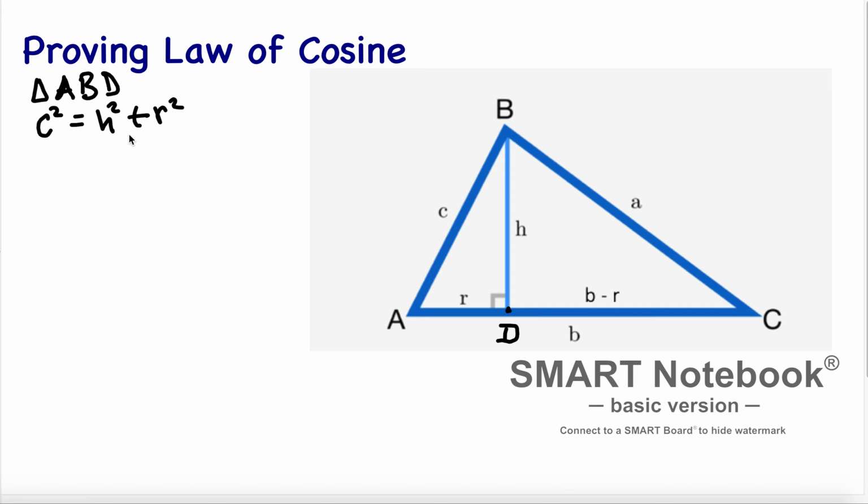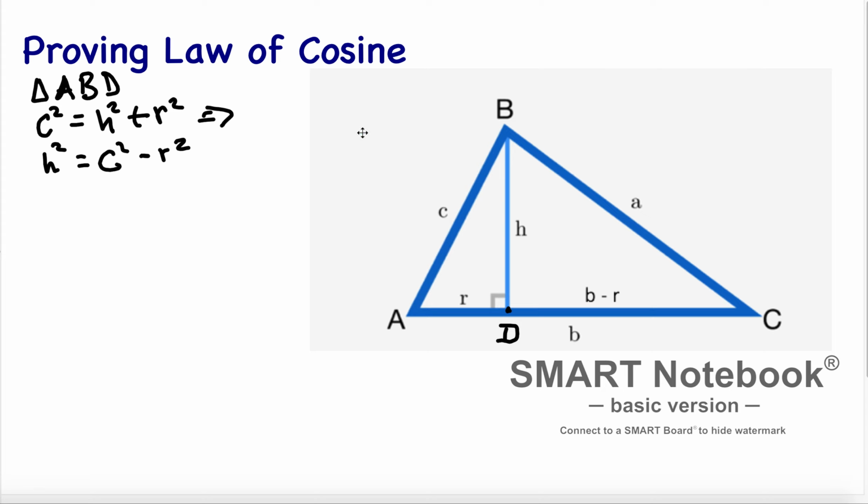And now this equation I want to solve for h, because h is shared by both triangles, they share the side h. And now if I'm solving for h, so minus r squared on this side and minus r squared on this side, so h squared is going to be equal to c squared minus r squared.